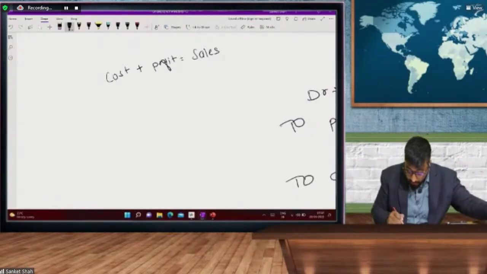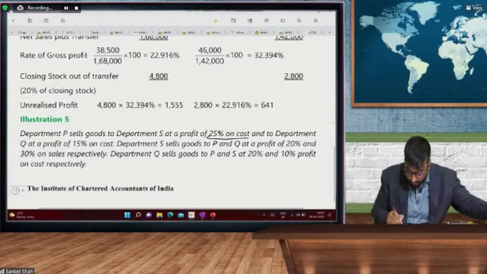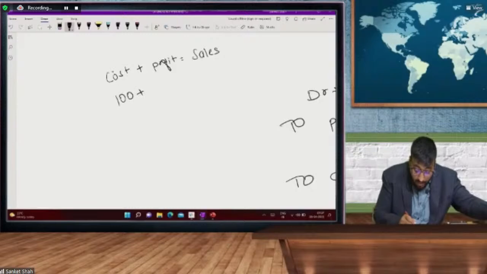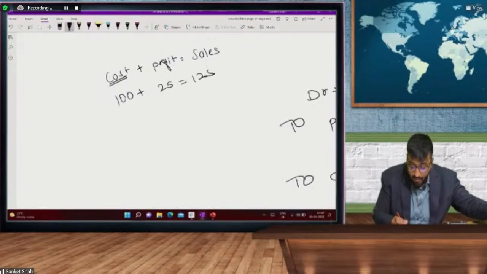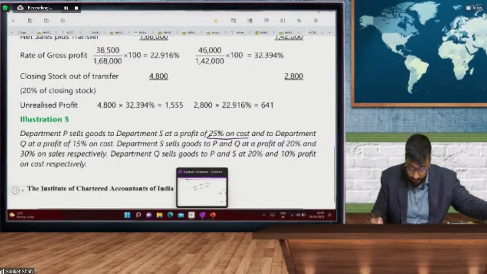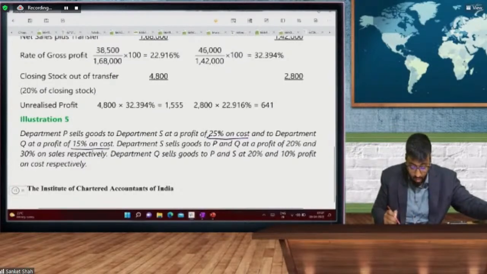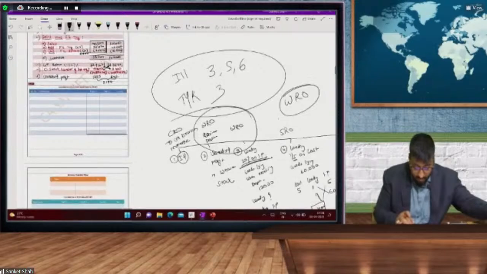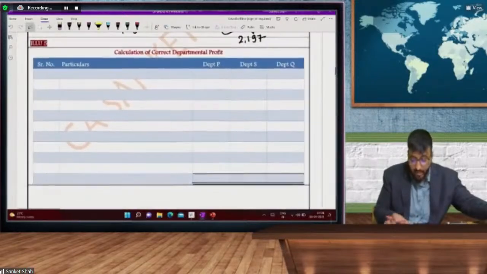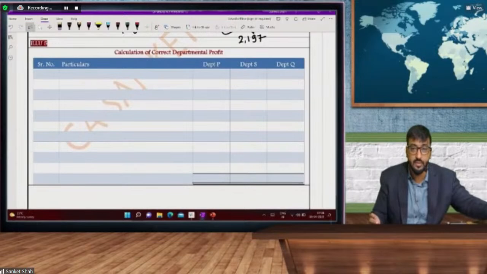Now 25% on cost. What does it mean? 100 is cost. Keep cost as base 100. Percentage on what? It is percentage on cost. So cost will be 100, profit is 25, and sales 125. 15% on cost. So see how to solve this question. Write it down afterwards, or you can take a screenshot.